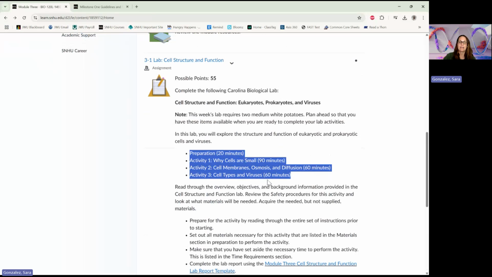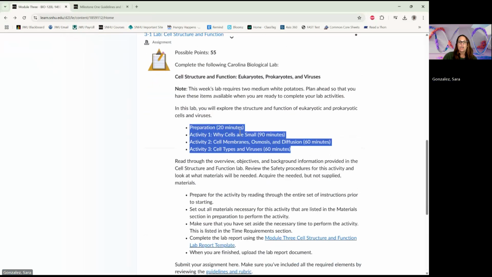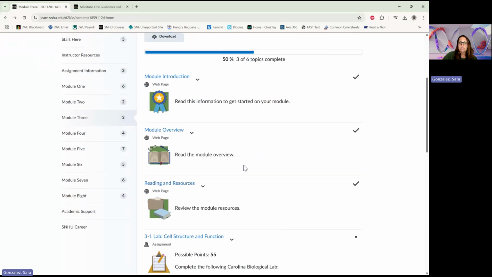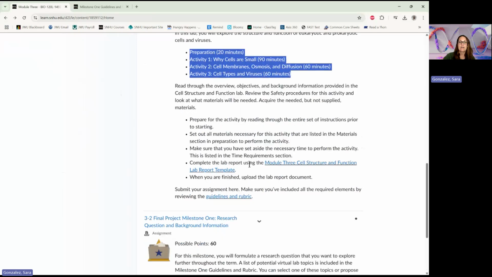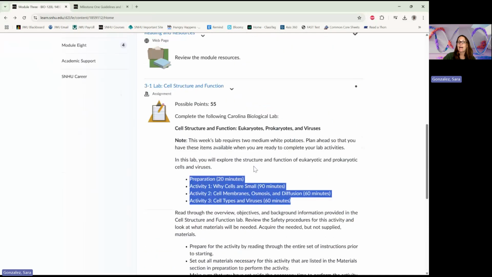So please do not begin it Sunday night at 10 o'clock because you will definitely not be able to complete it in time. When you take a look at the lab, the PDF is in the readings and resources link up here. Make sure you use this template, the Module 3 template, because it has some additional questions and discussion prompts to complete, and then submit the lab by Sunday.